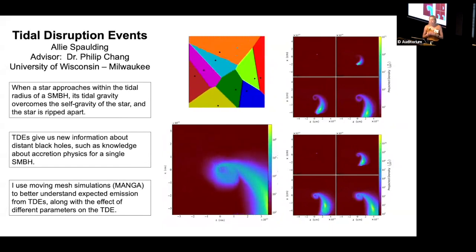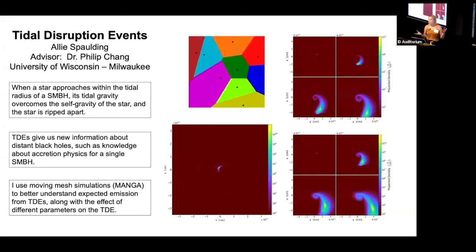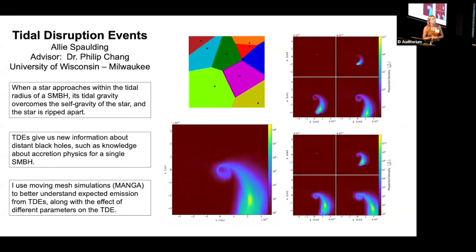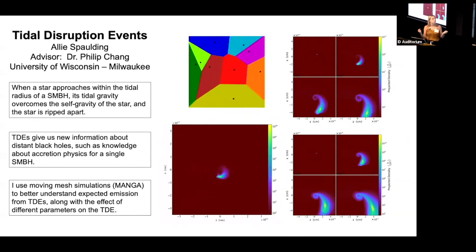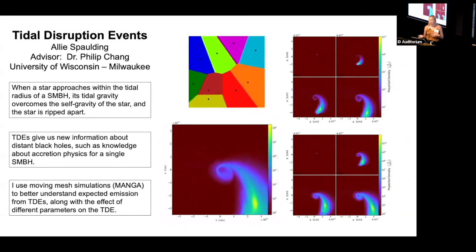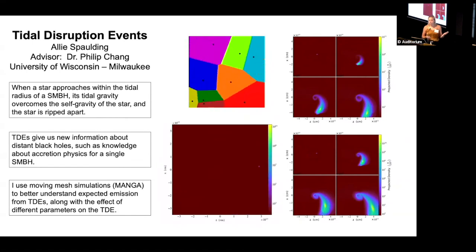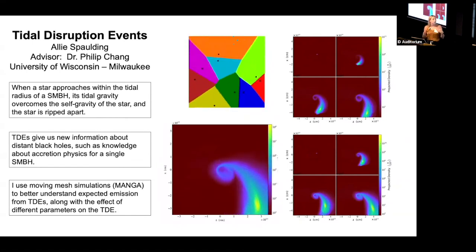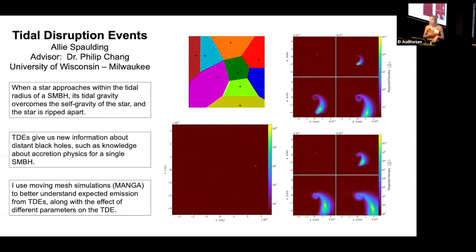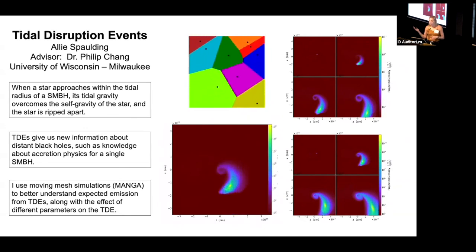In the middle, I have the same GIF that Logan showed earlier of the moving mesh code, showing how the mesh moves and forms with the fluid. Then I have my simulation of a TDE on the bottom, and you can see how about half of the mass accretes onto the black hole and the rest is unbound.